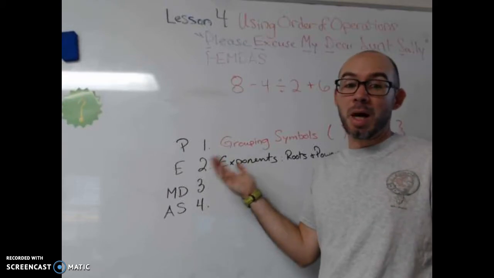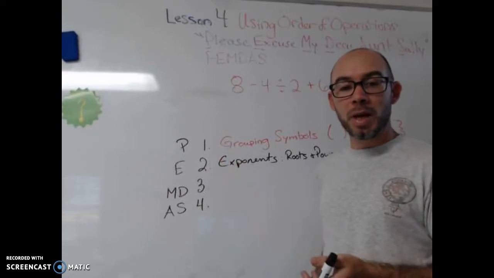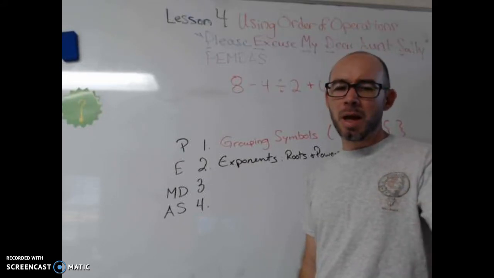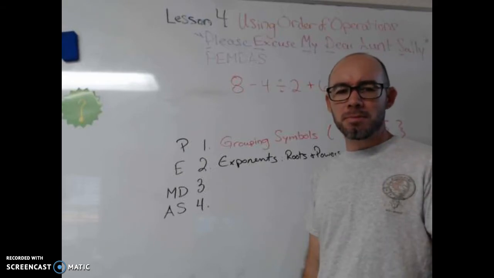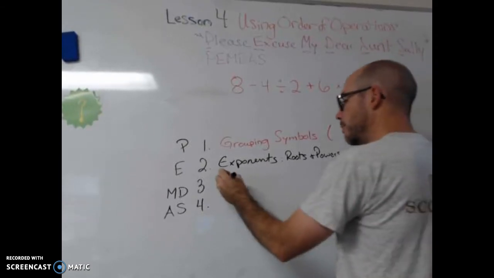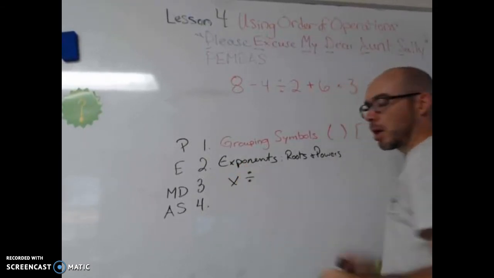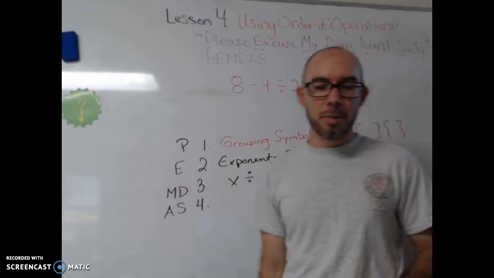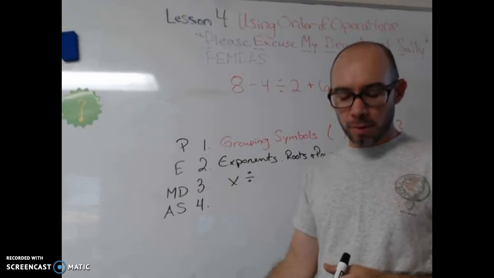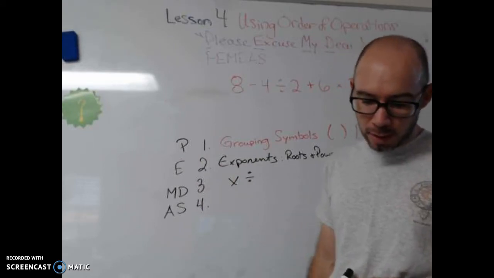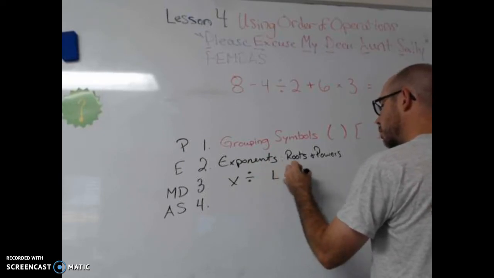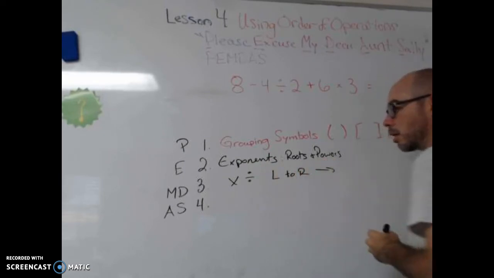But you could say PEDMAS if you wanted to, or PEDSMA, PEDSAM, I don't know, PEDMSA, whatever. Multiplication and division are basically the same thing. Dividing is multiplying by a reciprocal, by an upside down fraction. So we also will do that from left to right, just like we read, from left to right.